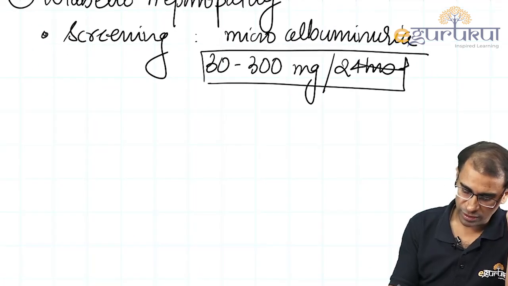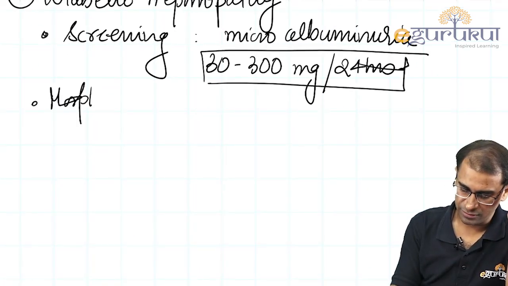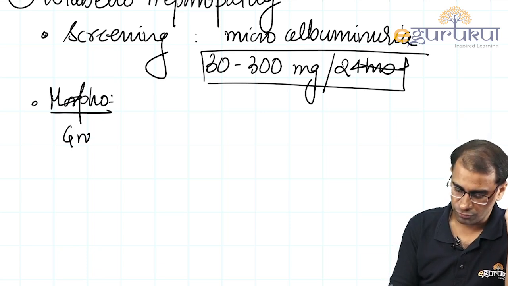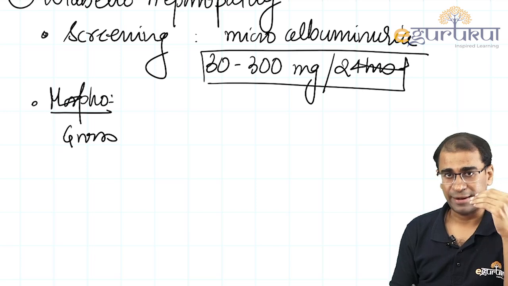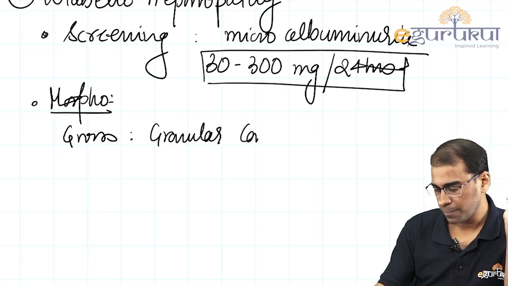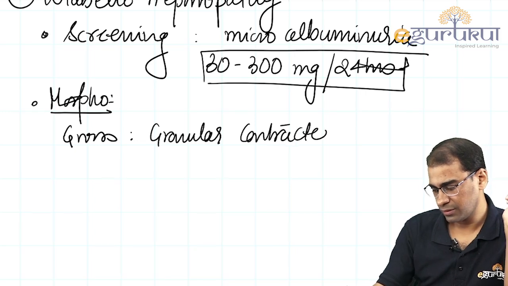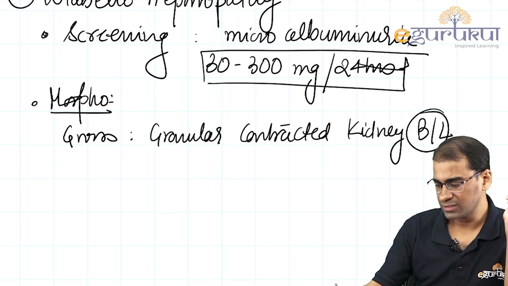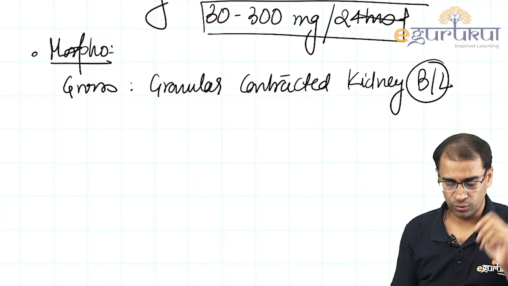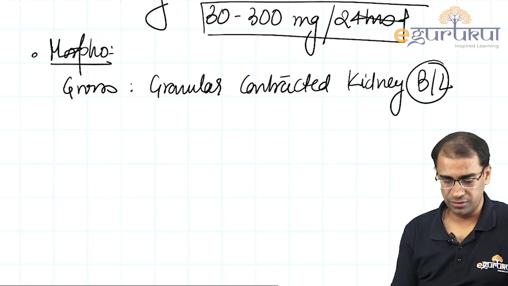Now, if you look at the findings or the morphology in the kidney, you must differentiate into three headings: the gross morphology, then the light microscopy. Grossly you see a granular contracted kidney, often seen in both kidneys and hence bilateral. Some books call this symmetric.